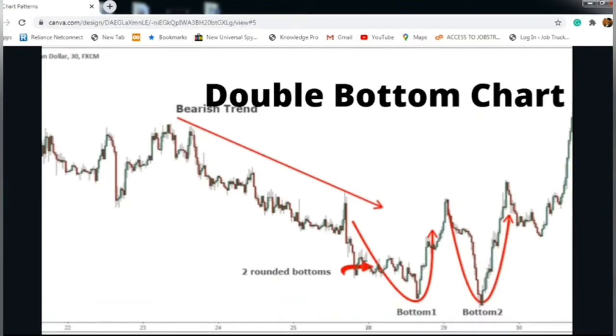It is double bottom chart. As you see, double bottom chart is a bullish indicator. So it's not a bearish indicator, it's a bullish indicator. Okay. Next we are going to enter into bullish indicator charts. So now we are entering charts whose stock price can increase.